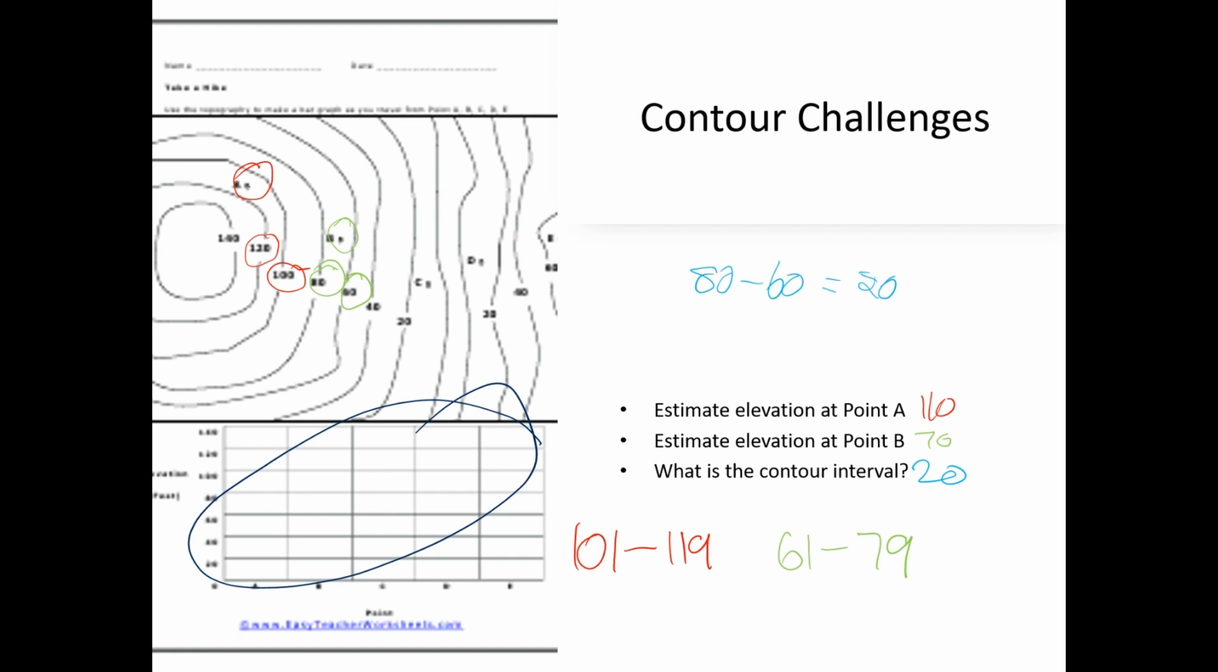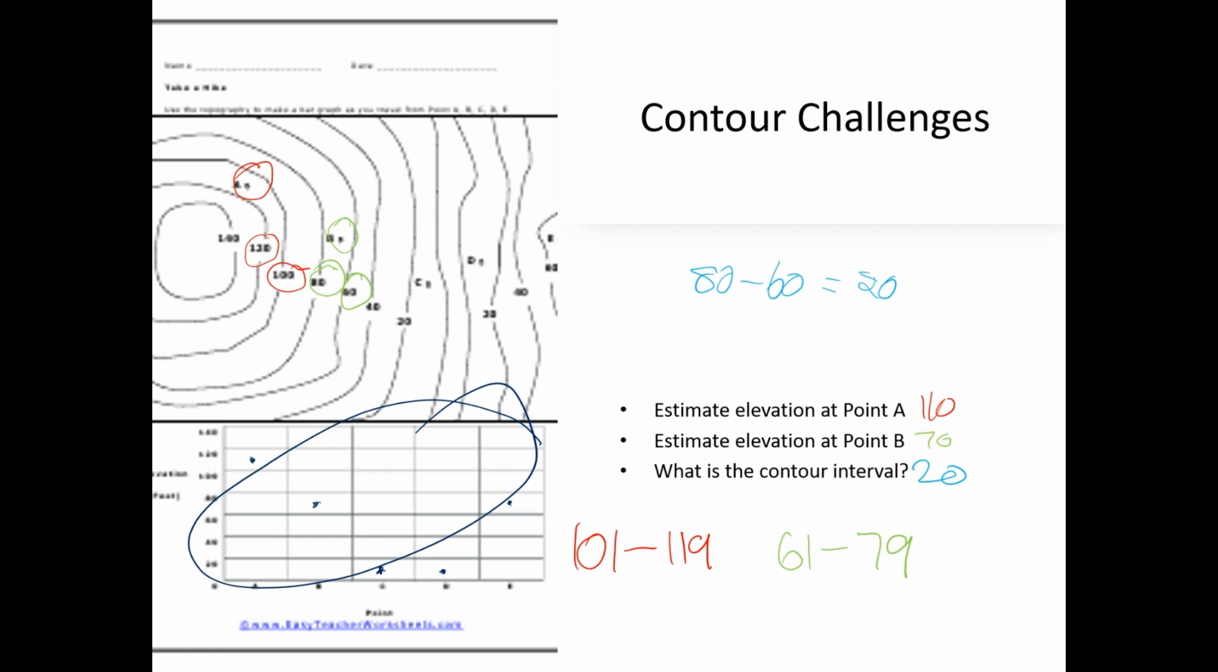You're going to be like, okay, so point A is at 110, and so we can put point A somewhere over here. Point B is at 70, so this is 180, 60, 70. Point C is below 20, so we'll put it right there. Point D is also under 20, so we'll put it down there. And then point E is 20, 40, 60, right above 60.